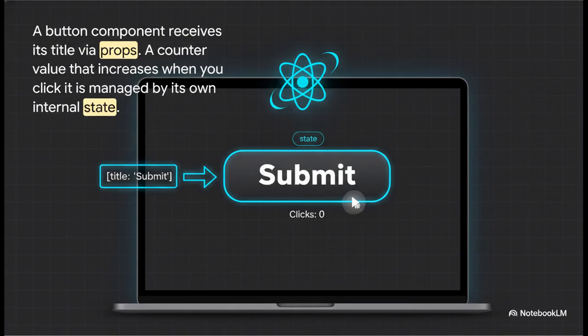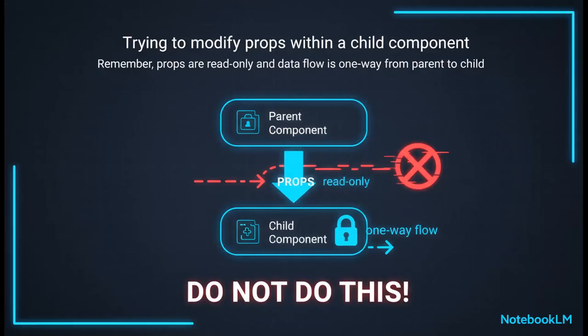With an uncontrolled one, you're letting the DOM do its thing, and you use something like a ref to grab the value when you need it. So why do we almost always go with controlled components in the real world? Simple. It gives you total control. Because the value lives in the React state, you can validate it with every single keystroke, you can disable a button until the form is perfect. It just makes everything more predictable and powerful.